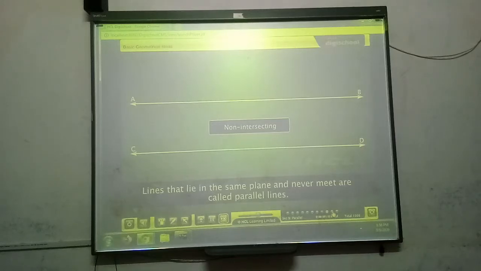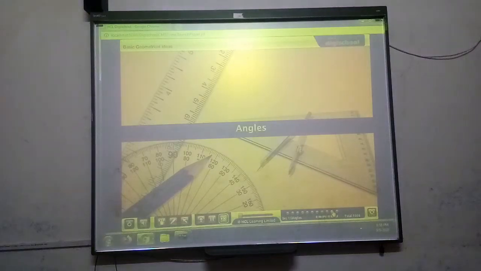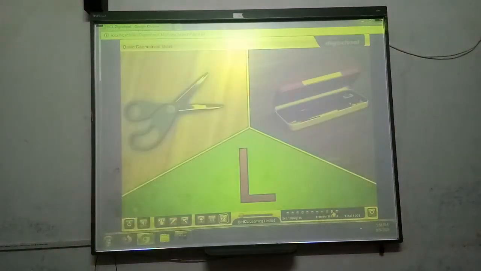Similarly, you must have seen... observe these objects. What do you see that they have in common?